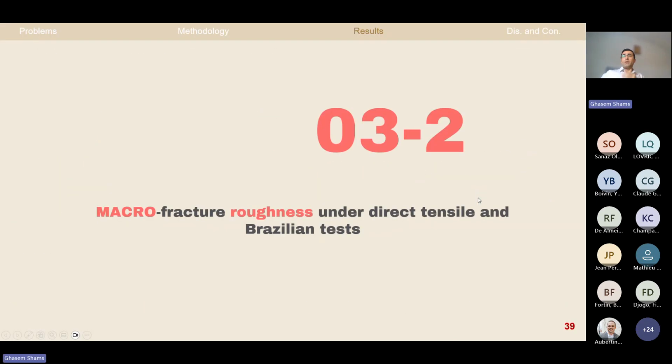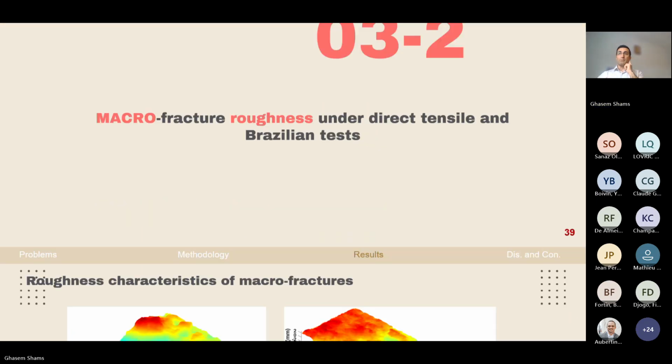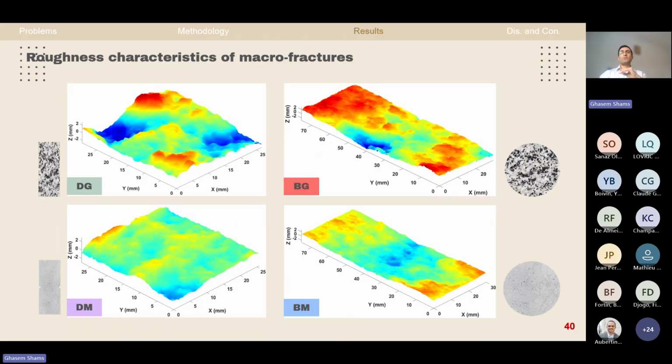And we were curious, and this is work that we have done for the first time. We wanted to know if the different testing methodology, the testing type, has any effect on the microfracture roughness, actually the roughness of the surface of the final fracture. We studied that. Here is the visualization of the surface morphology of the specimen under direct tensile test, and here, the Brazilian test for granite and for mortar.